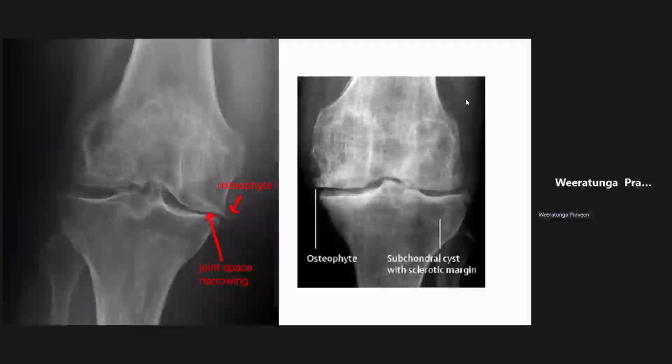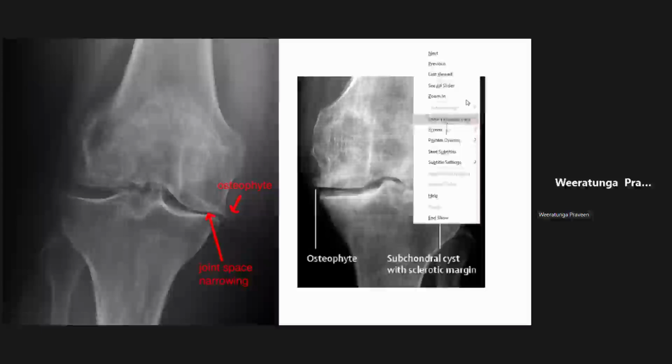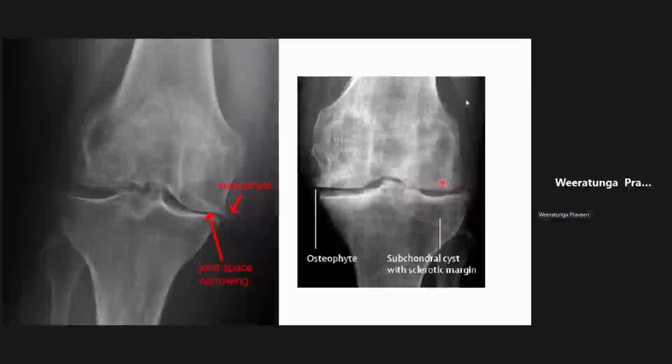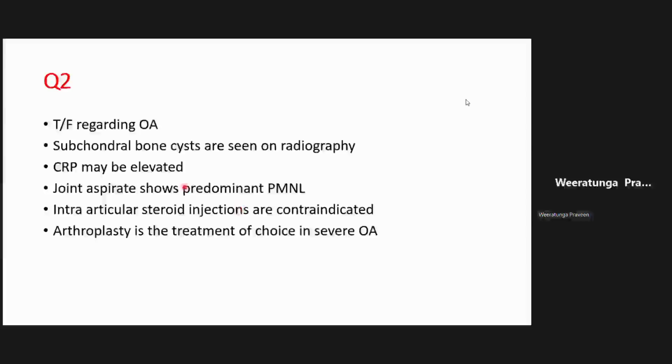And another feature that is not shown in these X-rays, but here on the right side, you can see subchondral cysts. That is another feature that you see in osteoarthritis. So I'll just point to that. You have the subchondral cysts here. Those are the four features that you see on the X-rays in a patient with osteoarthritis. So subchondral bone cysts are seen on radiography.